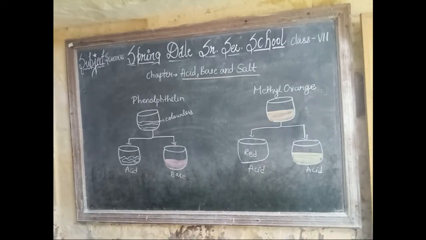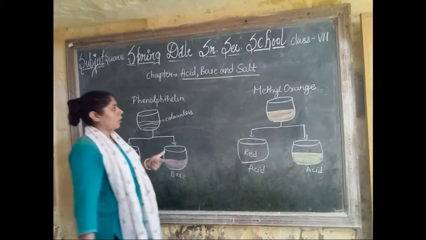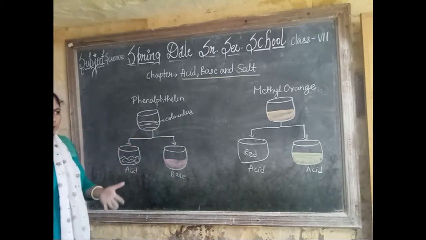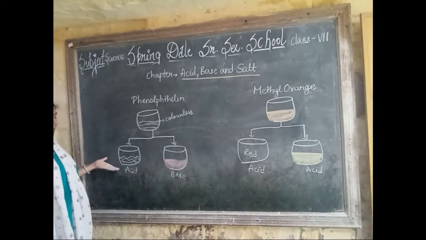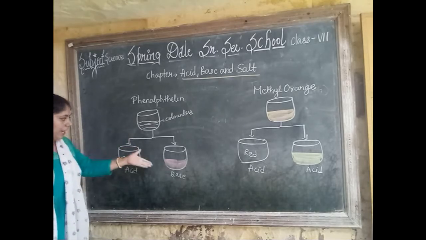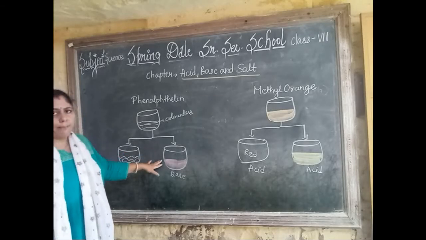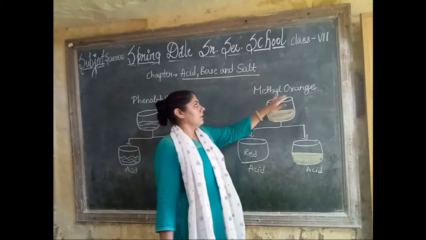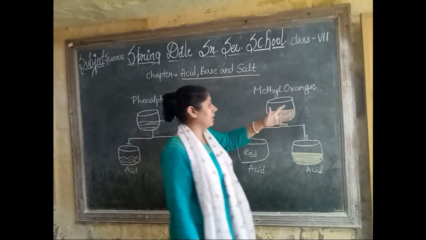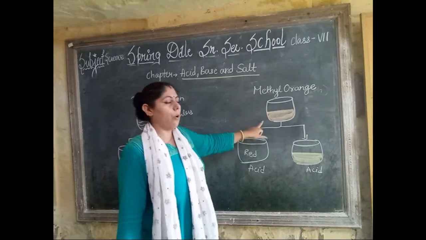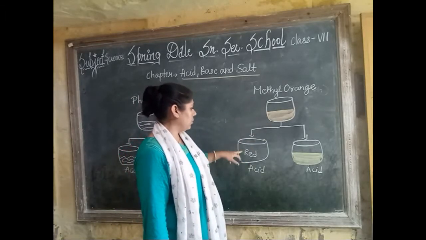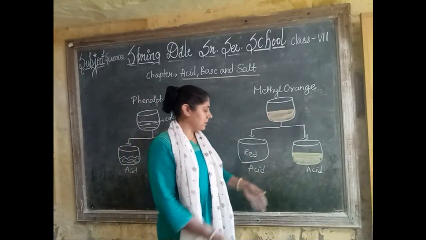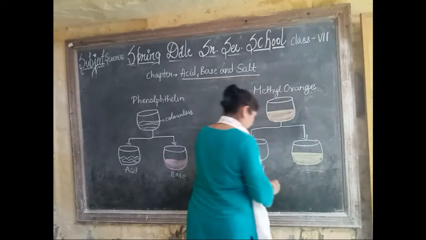Now next, synthetic indicators, which are phenolphthalein and methyl orange. If we take phenolphthalein, which is colorless, if it remains the same colorless, then it is acid, and if the color changes into magenta, purplish, then it is base. And in methyl orange, of course, from the name we can guess the color of methyl orange is orange, and if the color changes into red, then it is acid, or if the color changes into yellow, then it is base.